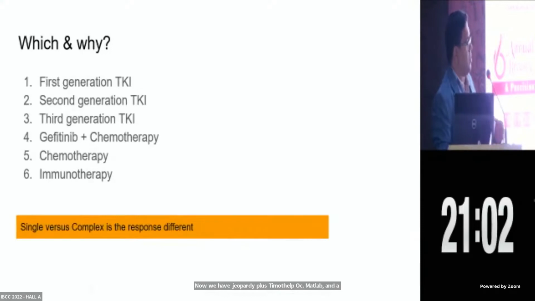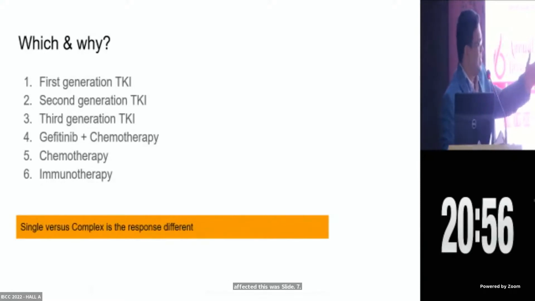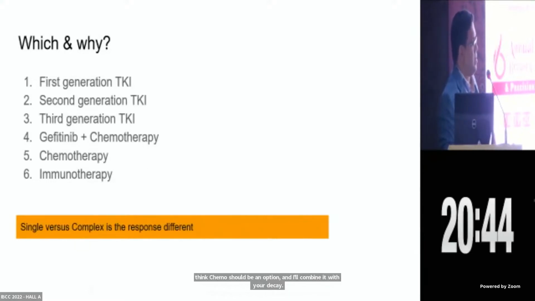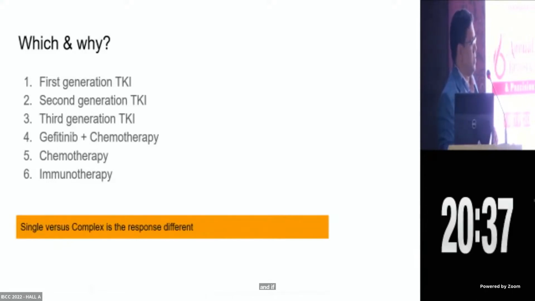Okay. I actually expected many answers to be in favor of afatinib, so slides have been arranged in that way. That's okay. I think chemo should be an option, and I'll combine it with your TKI. Okay, so gefitinib plus chemotherapy. I would prefer afatinib now as generic is available, and if affordable, then osimertinib. I think the best prospective data is for afatinib, sir. I would probably prefer afatinib for it.